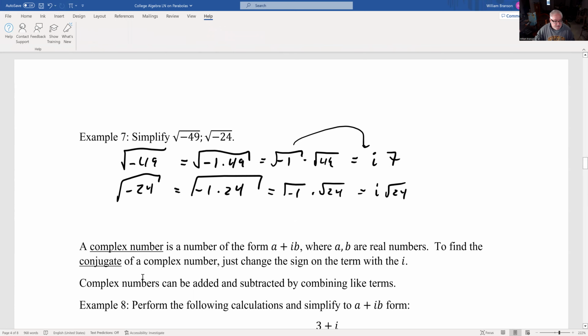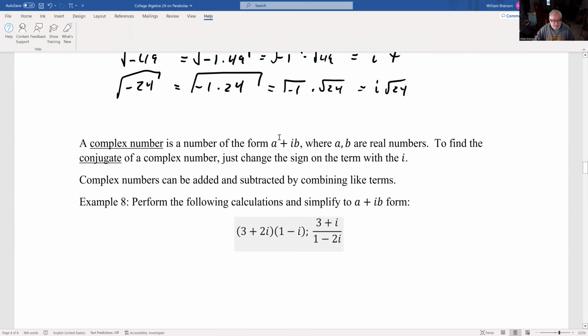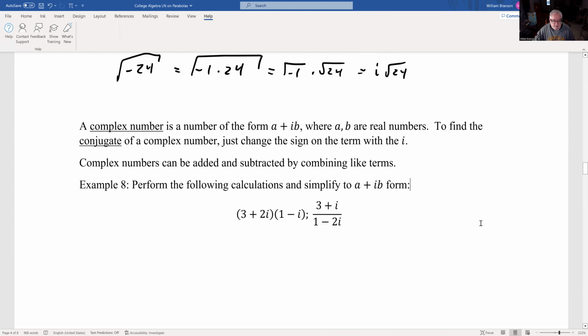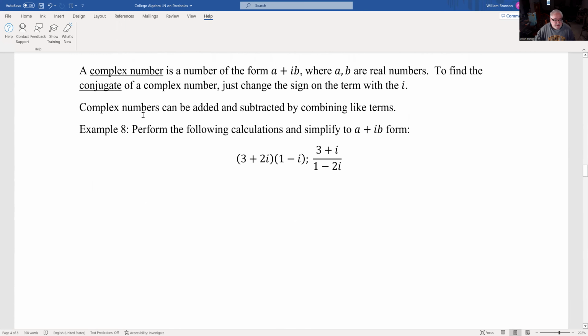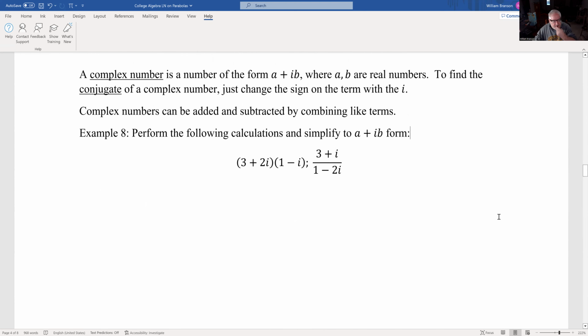So a complex number then is a number of the form a plus ib, where these two things are real numbers. And to find the conjugate of the complex number, just change the sign on the term with the i. So the conjugate is a minus ib. Complex numbers, you can add them, subtract them by combining like terms. That's very straightforward. What about multiplication and division?